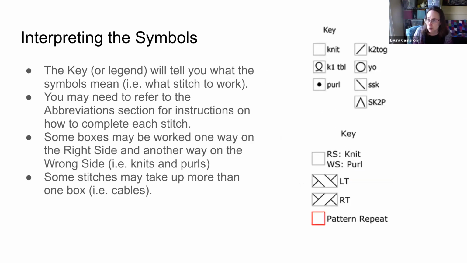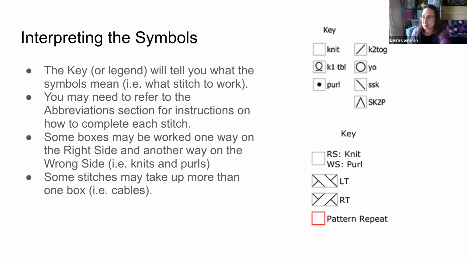So the next portion is interpreting what it is that you're supposed to knit. Every chart that you get should come with a key or legend, much like in a map, that will tell you what the symbols mean, and that means what stitch to work. Now, some of those are going to be abbreviations. They may not always tell you exactly what it is.